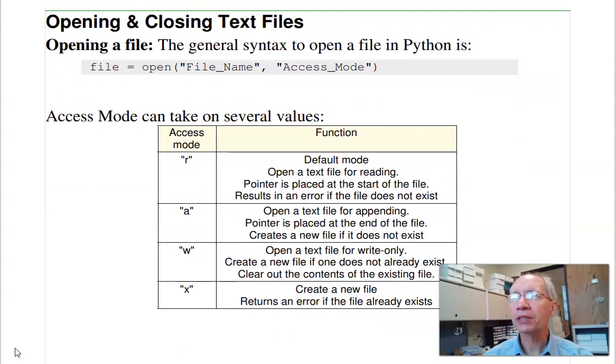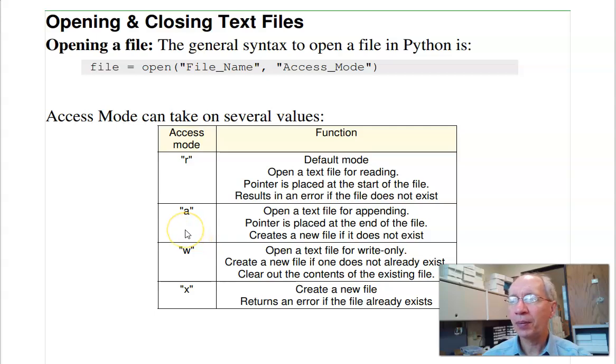So let's start out. To open and close text files, the Python command is an open command. I'll open a file, with the name of the file and the access mode. Now, the access mode can be R. That's the default mode, meaning read. The file has to exist already. If it doesn't, you get an error message.